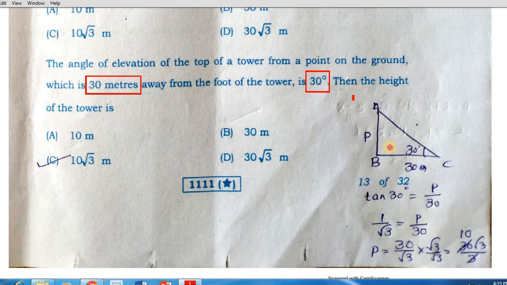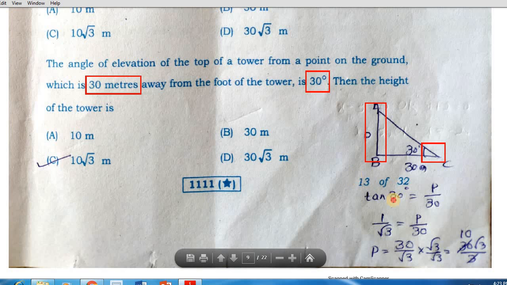So if you look at this figure, I have mentioned everything clearly. And see, this is the reference angle, children. When this is the reference angle, this will be the perpendicular, and this is the base. So the perpendicular value we need to find, the base value they have given. It means you want to use the tan ratio. So tan 30 degree is equal to P by 30.